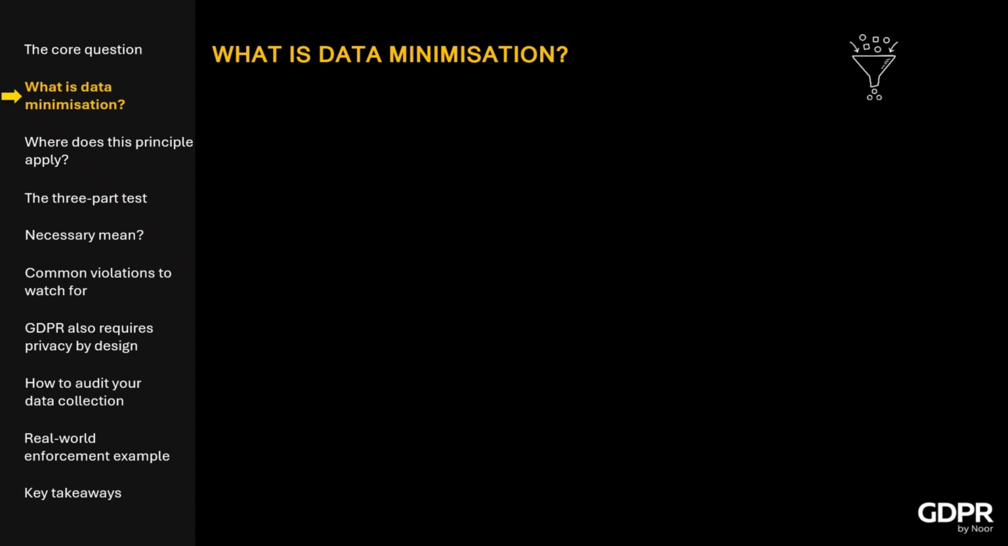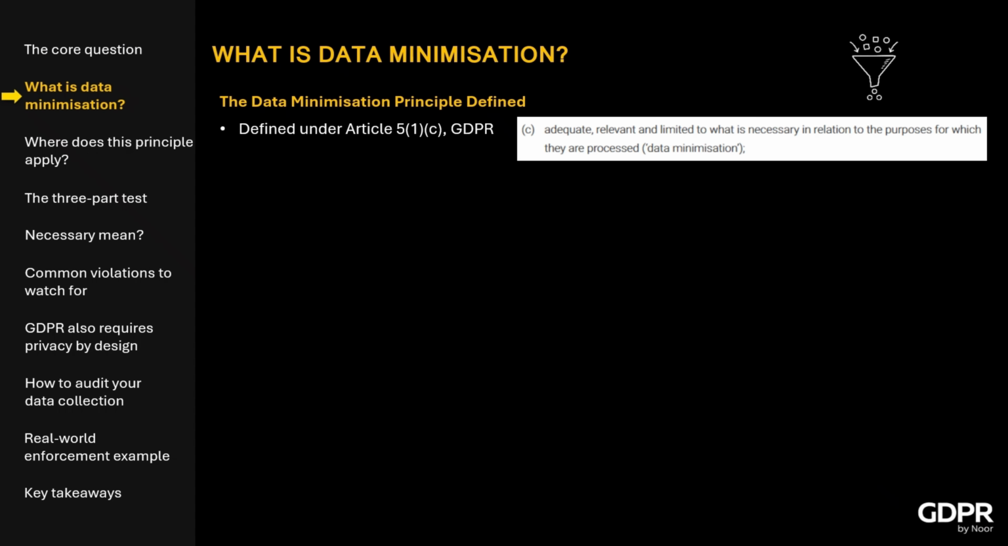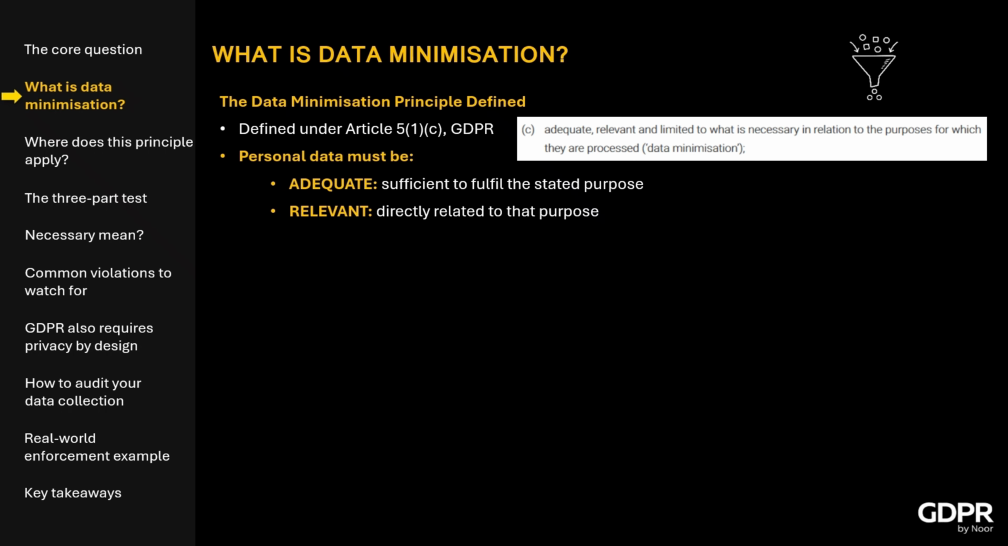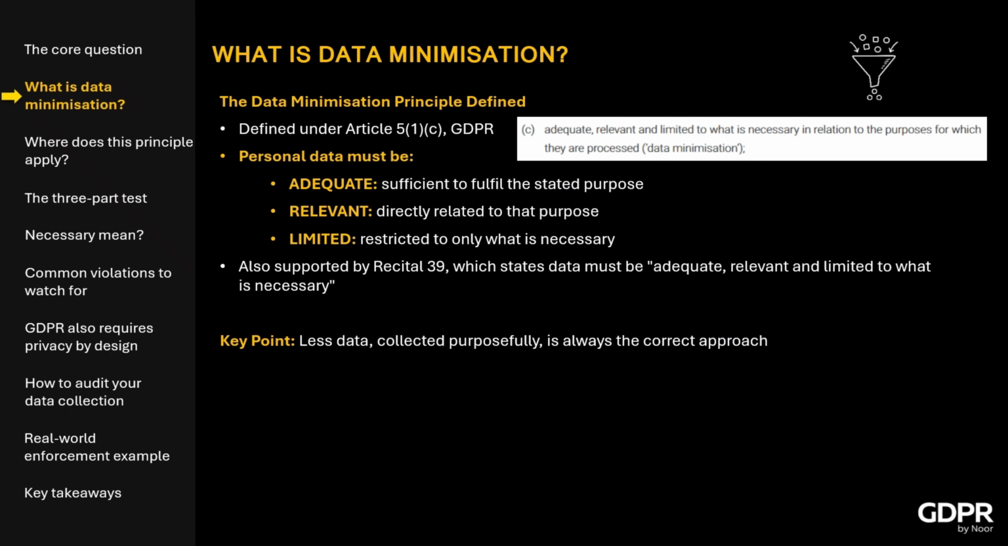What is data minimization? Article 5 sets the legal standard. Data must be adequate, meaning enough to serve the purpose. Relevant means directly connected to it, and limited means nothing beyond what is required. Recital 39 reinforces this. These three conditions must be satisfied simultaneously, not treated as optional.